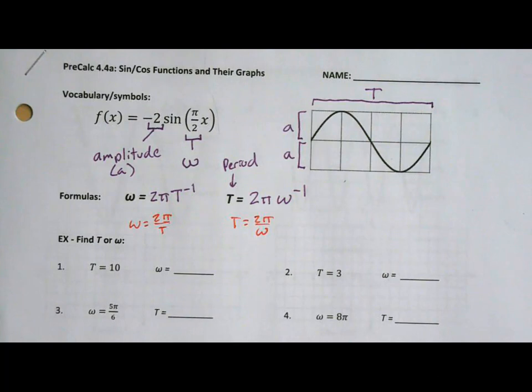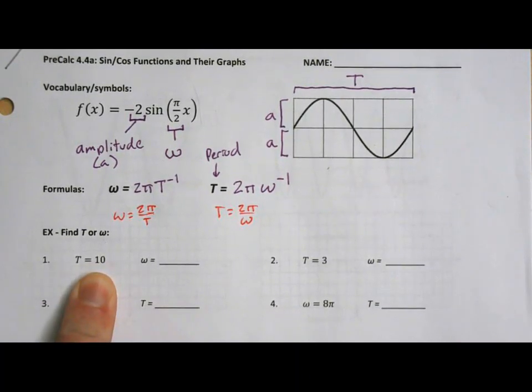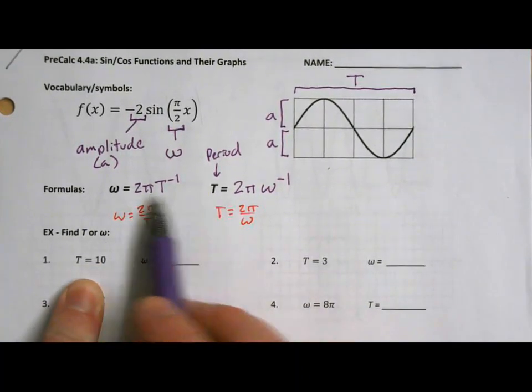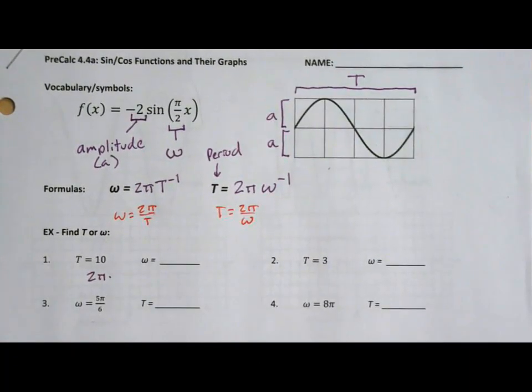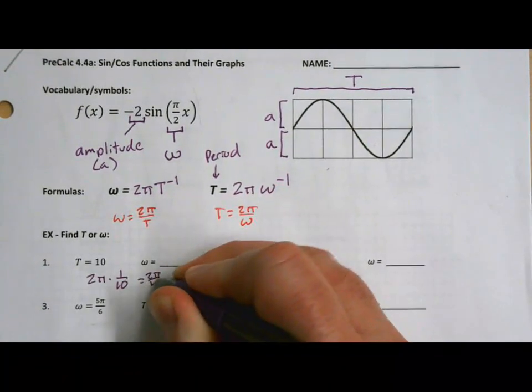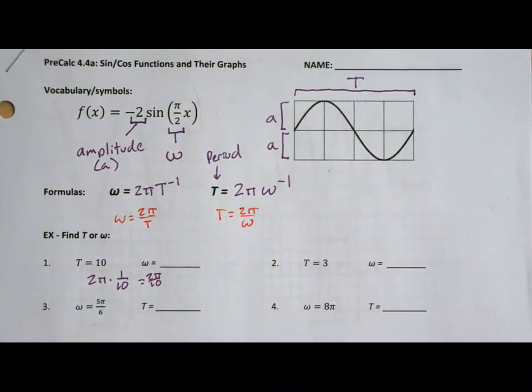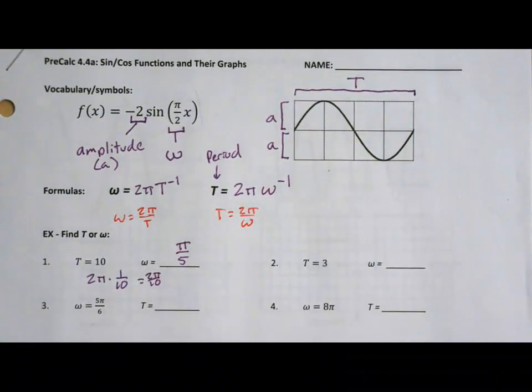So we'll do some examples here. I just want to practice translating between these two things because this is going to be every single problem we do today. We're going to have to translate between omega and t. So if I were to tell you that t is 10, then using our formula here, omega would be 2 pi times the reciprocal of 10: 2 pi times 1/10, or 2 pi over 10. But we would, of course, simplify that. We'd write pi over 5. So if t is 10, then omega is pi over 5.